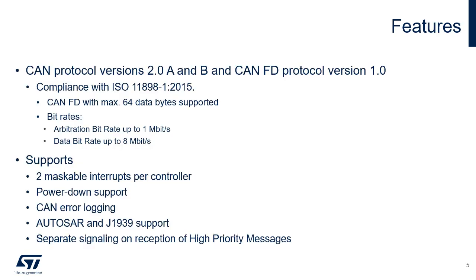The FDCAN controller conforms with the CAN protocol version 2.0, parts A and B, ISO 11898-1:2015, as well as the CAN FD protocol with a maximum of 64 data bytes supported. The maximum bit rate in FD mode is 8 megabits per second. Each controller also supports 2 independent maskable interrupts, each with 24 fully configurable interrupt flags. The controllers have a power-down mode and support error logging, AUTOSAR, J1939, and separate signaling upon reception of high-priority messages.